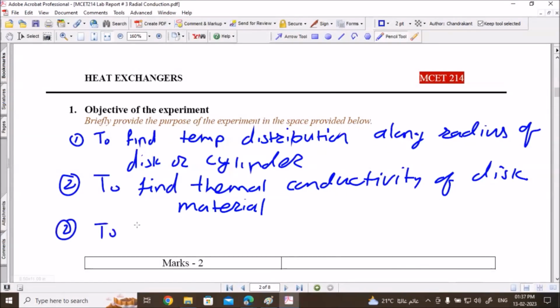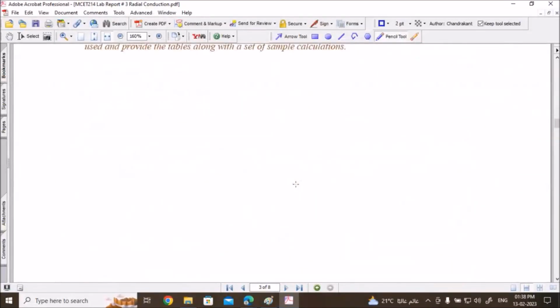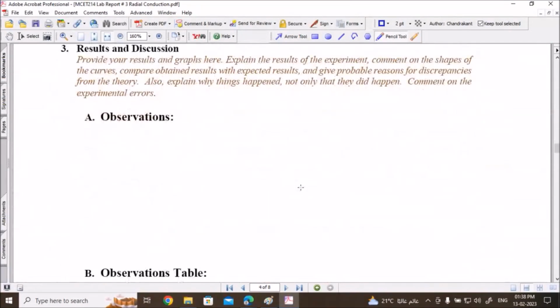Number three, to find temperature at outer radius of disk. So these are the three objectives we can add to study the effect of temperature gradient along the radius. Now experimental procedure, as per the video you can write down the step-by-step procedure. And now observation. So observation means what is given to you.